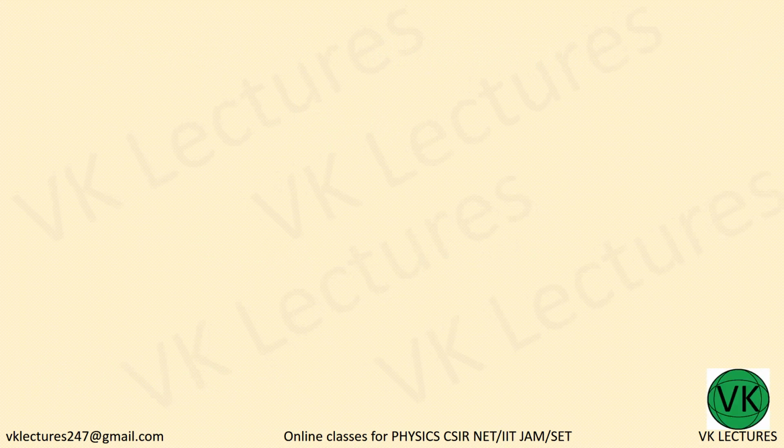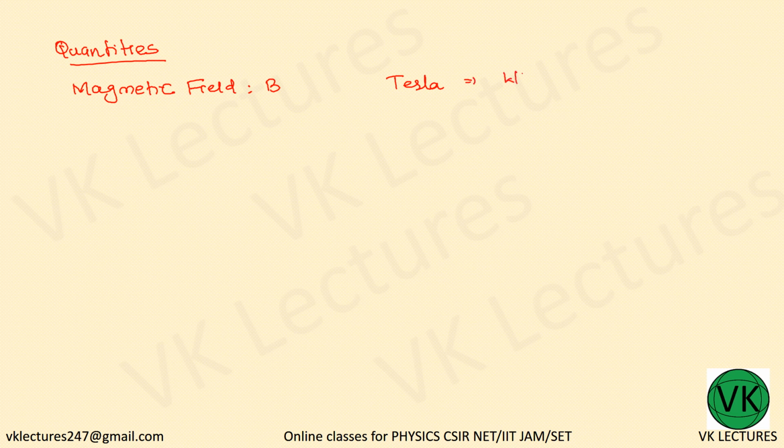Before going to the atomic structures, let us discuss a few quantities that are essential to understand this. Now, one is the magnetic field. It will be given by the letter B, and its unit is Tesla or Weber per meter square.